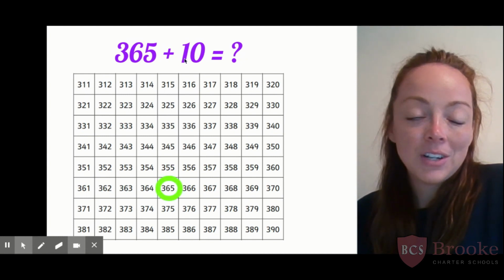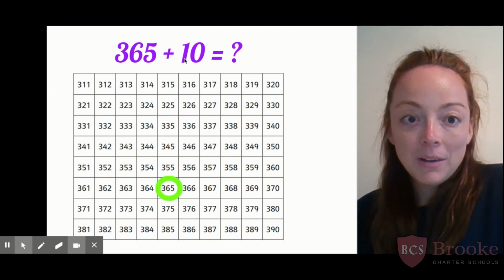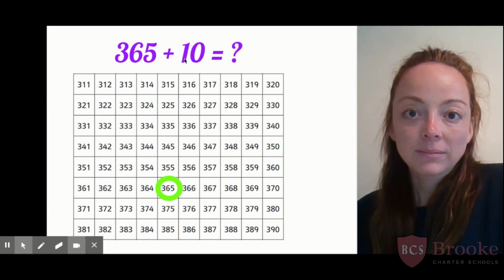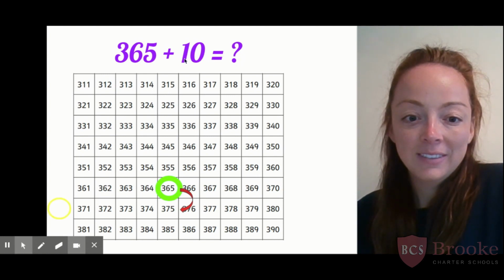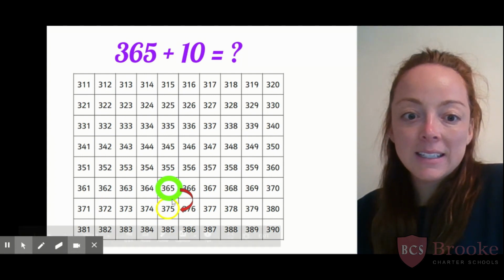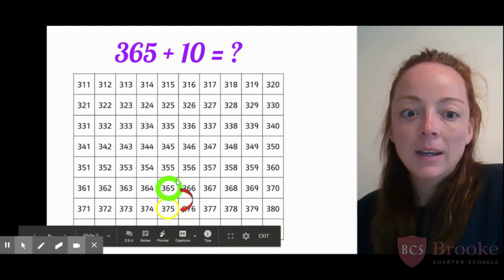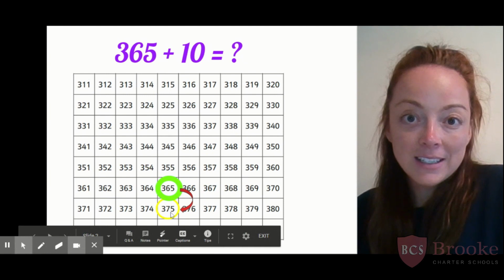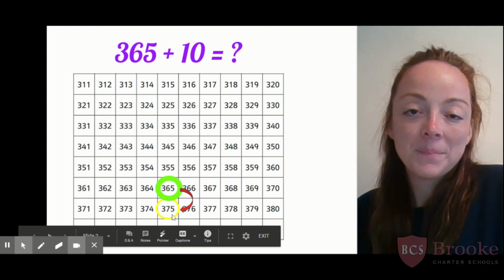We could also use our trick on the hundreds chart. We start with 365, and then for 10 more, I just drop down a row and land on 375. That makes sense because this is really just 10 jumps. So I can just be more efficient or fast and move down one spot.